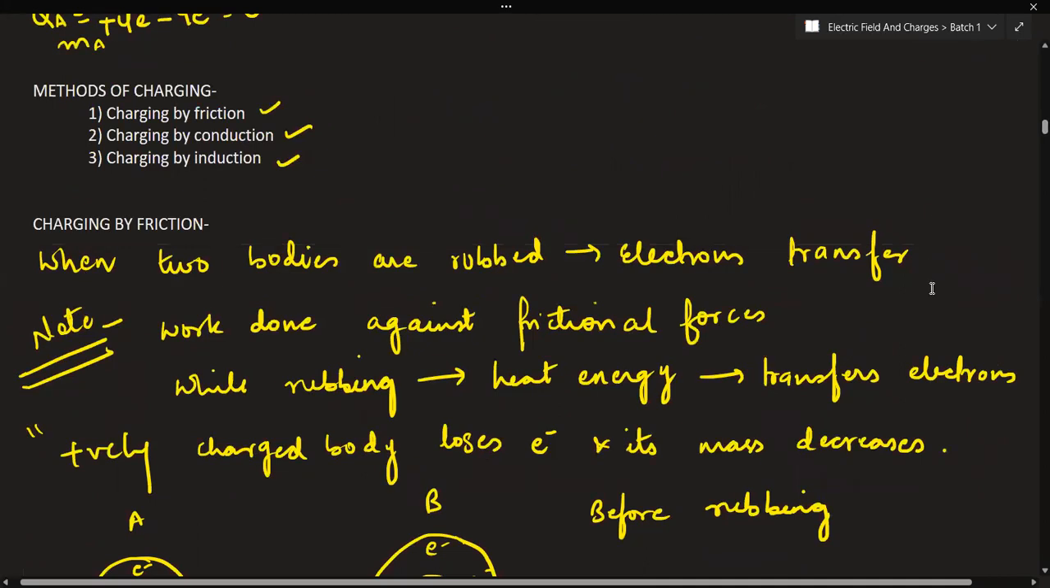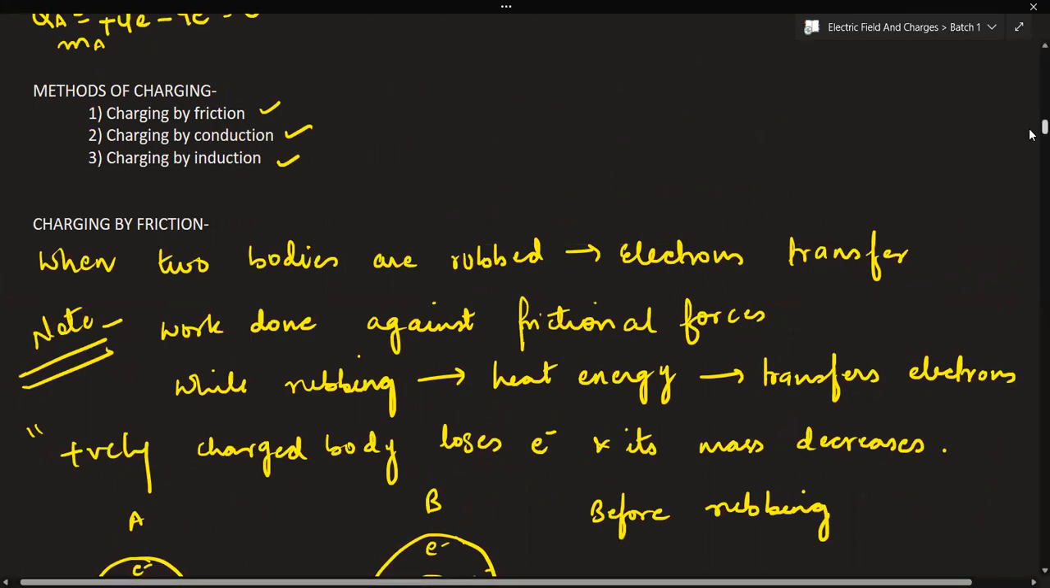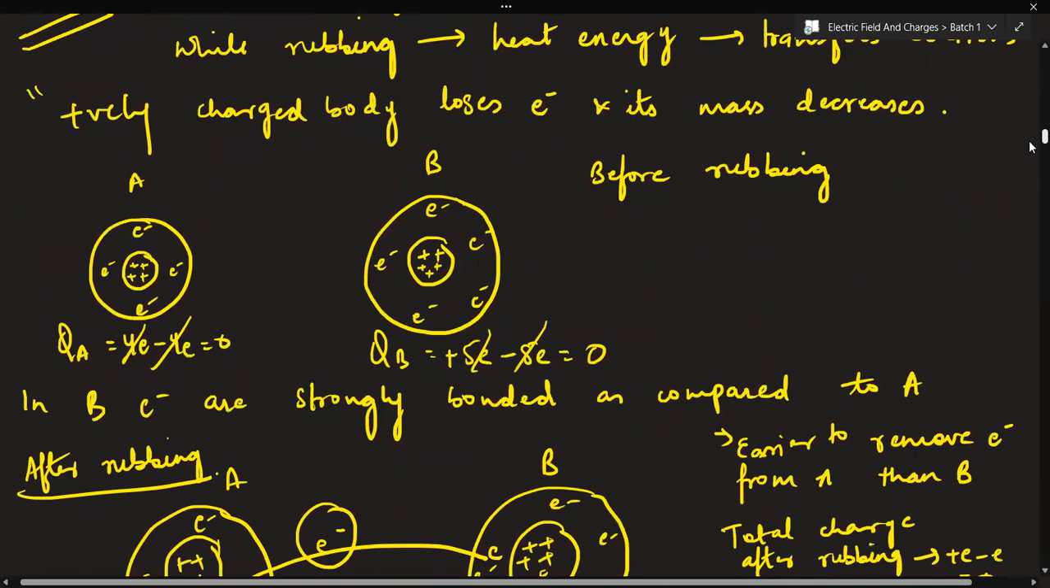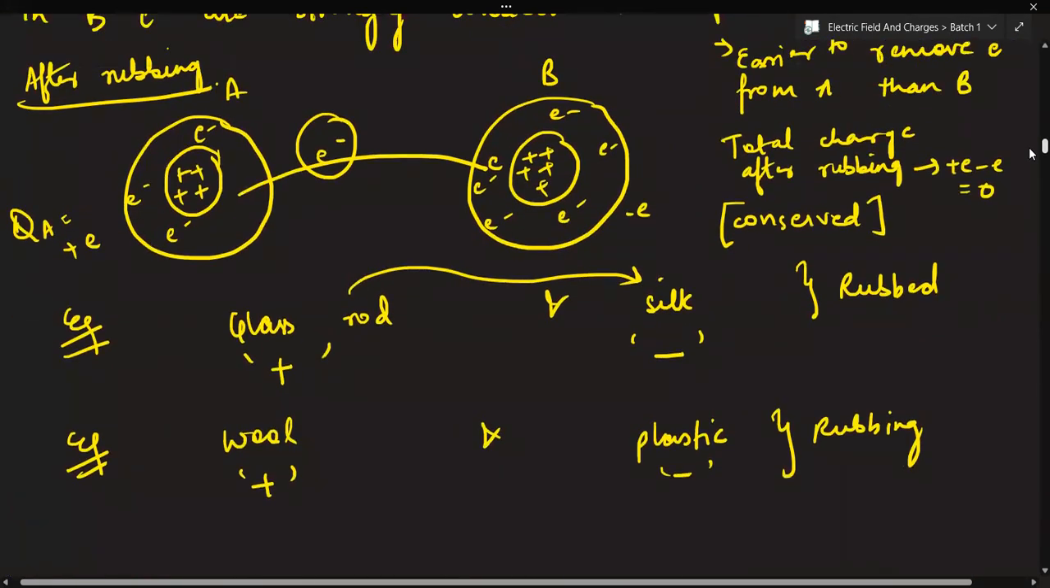Methods of charging can be asked to you: charging by friction, conduction, induction. From charging by friction, more than the definition, you can be asked which one has gained the positive charge and which has gained the negative charge. These are by convention mentioned in your textbook. These two you have to remember: glass rod positive, silk negative, and second, wool positive and plastic negative. You have to remember this by sign convention.